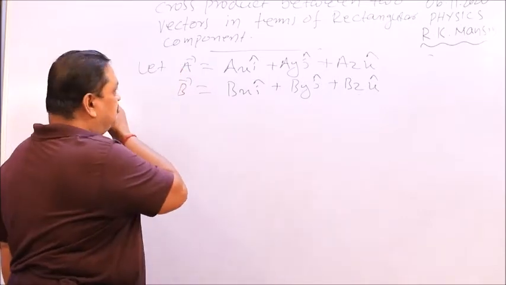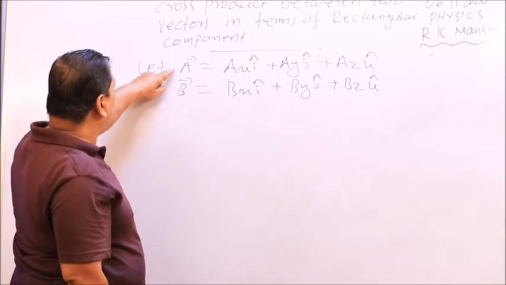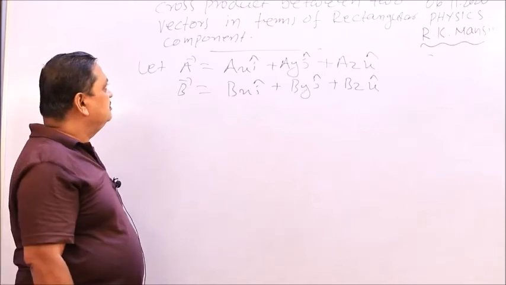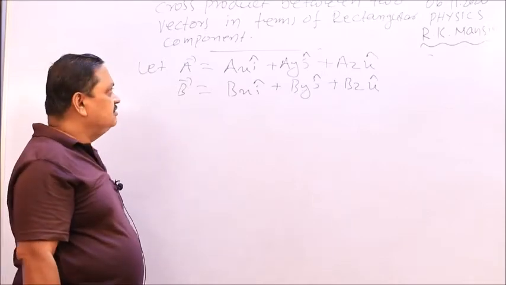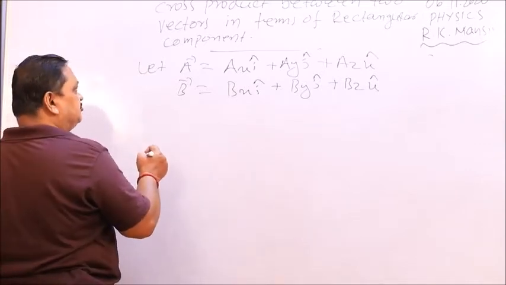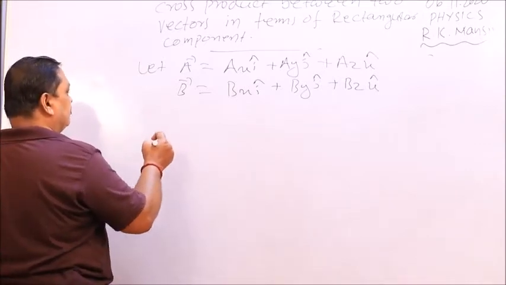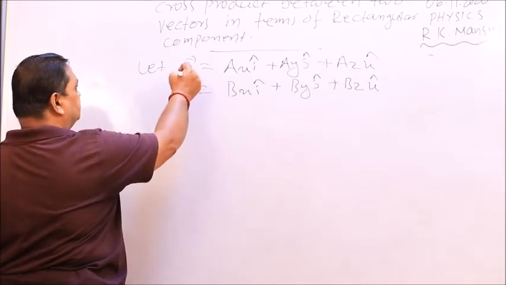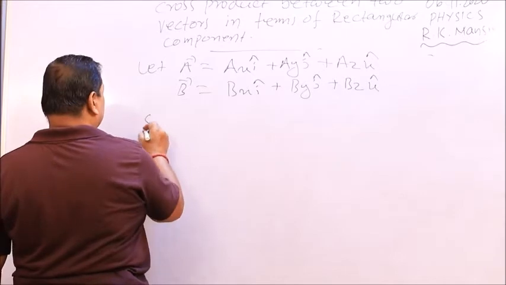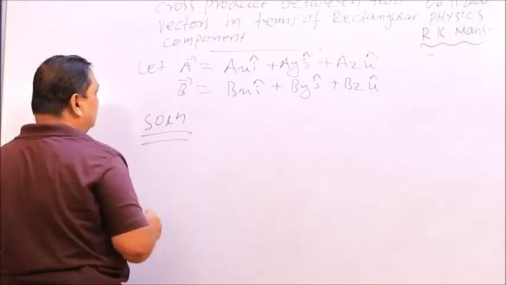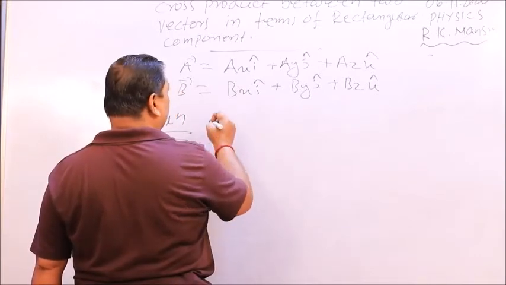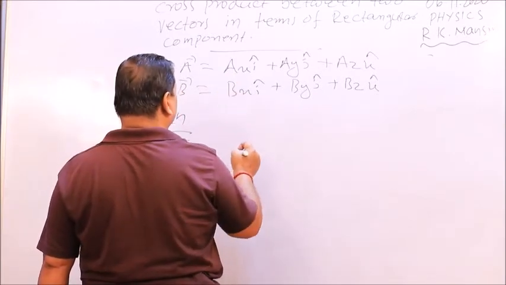So, to find the cross product between two vectors, there is a formula known as determinants, which will be discussed in detail in mathematics. There is a very simple method to find the cross product between vector A and vector B using the determinant method. We will adopt this method. So, how will we find the cross product?